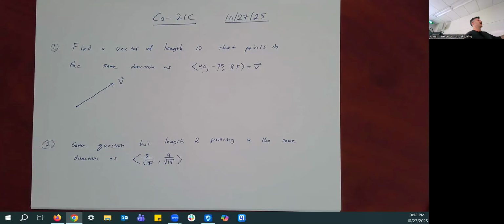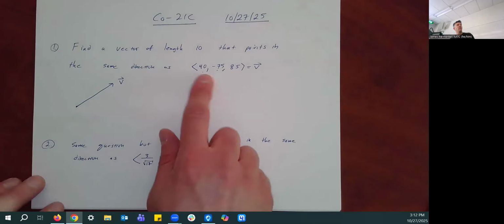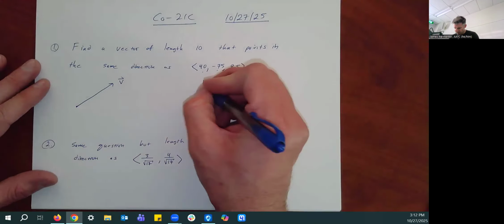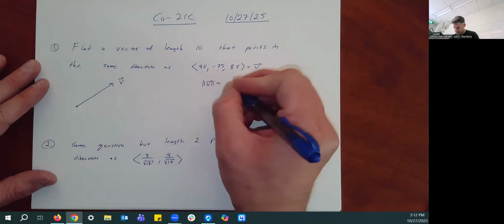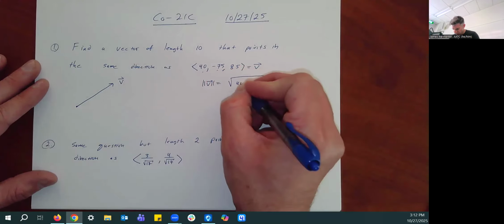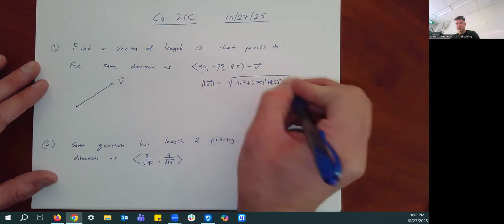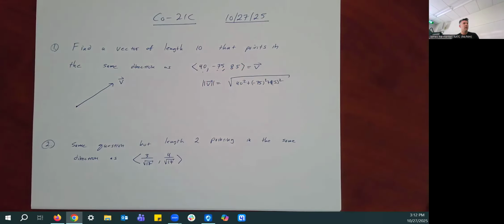Now, there's an additional thing we can do to make our lives suck less, which is I don't really want to do it for this, right? Because if I do it here, the magnitude of v is the square root of 40 squared plus negative 75 squared plus 85 squared, which is terrible. It comes out to be, eh, I forget. Actually, I think I made a mistake, to be perfectly honest, which is totally fine.